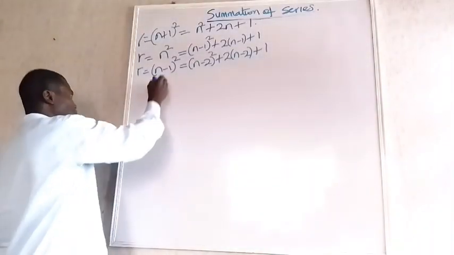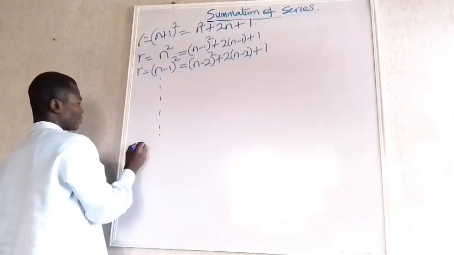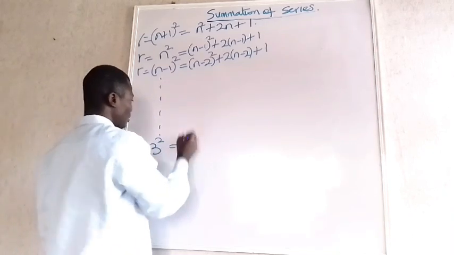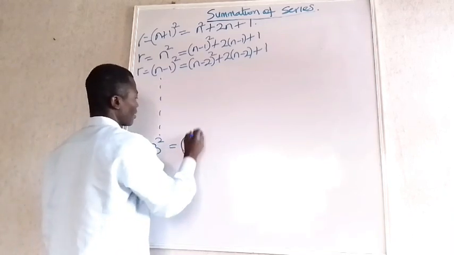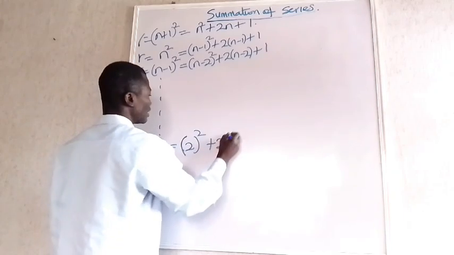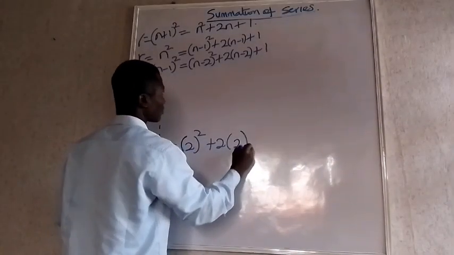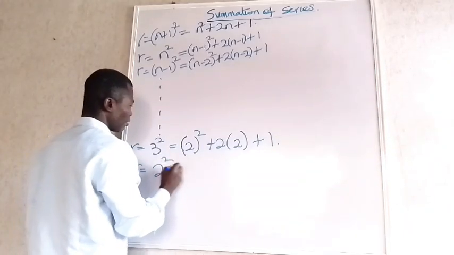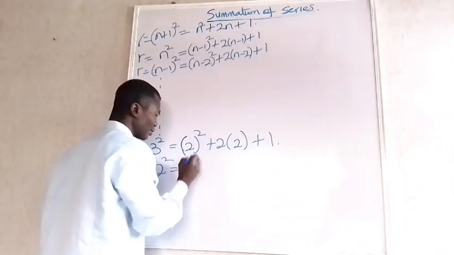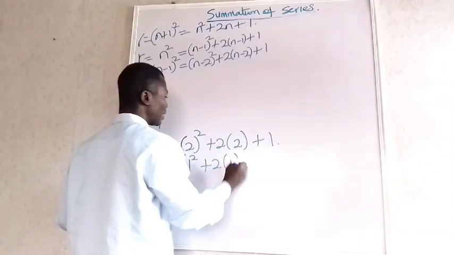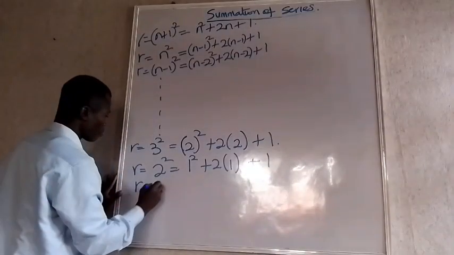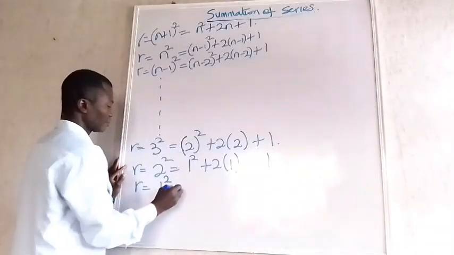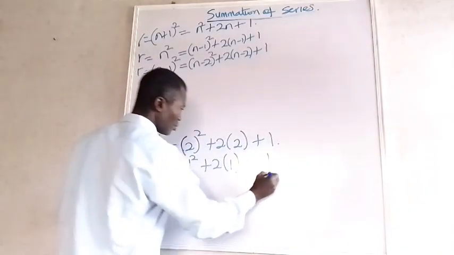Now, if I continue, let me get to something like 3 squared. You know that will be 3 minus 1 squared, that is 2 squared, plus 2 into 3 minus 1 plus 1. So let me see, 2 squared will be equal to 2 minus 1 squared, that is 1 squared, plus 2 into 2 minus 1 plus 1. Here, 1 squared is equal to 1.